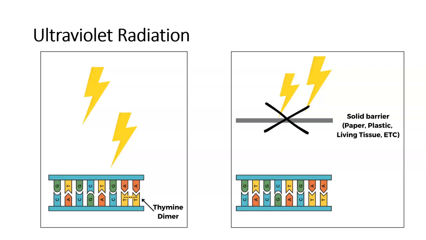The big difference between ionizing radiation and ultraviolet radiation is that ionizing radiation can penetrate through surfaces, where ultraviolet radiation can only penetrate very shallowly into surfaces. So really can't go very deep at all. It's not able to get past barriers like plastic.